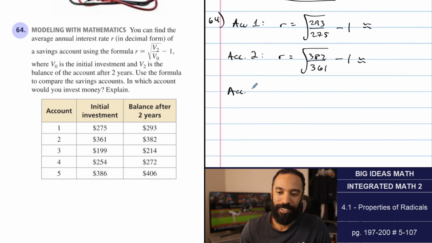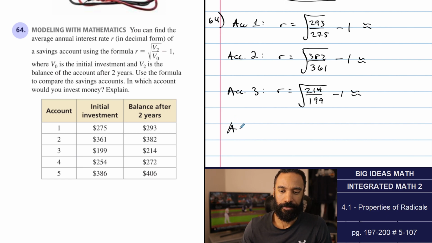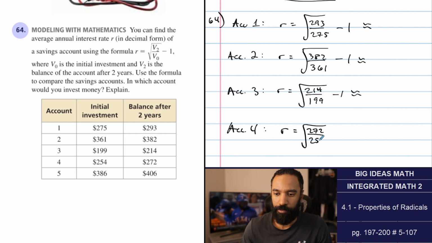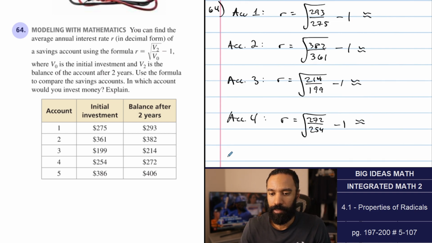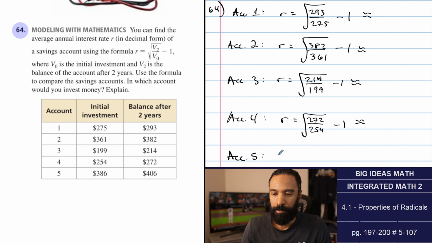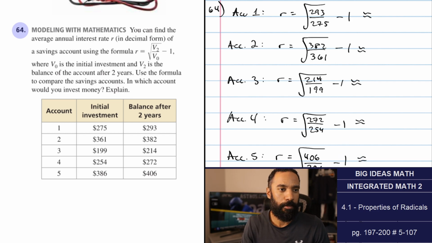Account 3, we're going to get square root of 214 over 199 minus 1. Ugh, my ears are plugged. Account 4, we have R as square root of 272 over 254 minus 1. And then account 5, we're going to do R equals square root of 406 over 386 minus 1. We'll figure out what those values are. They're probably not perfect, but we're going to be able to compare.